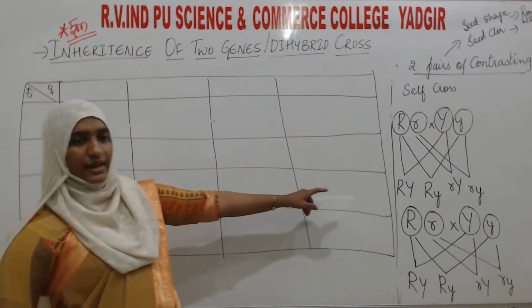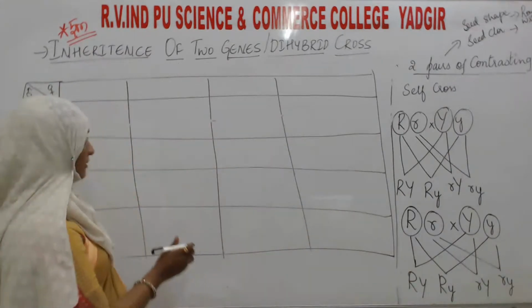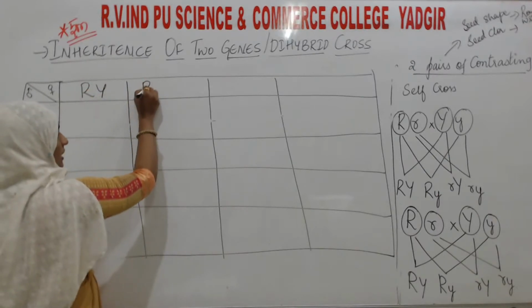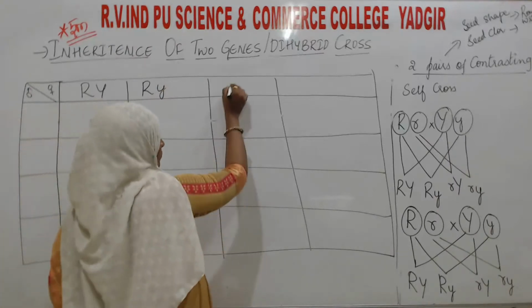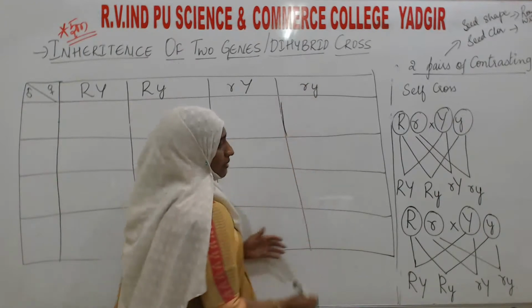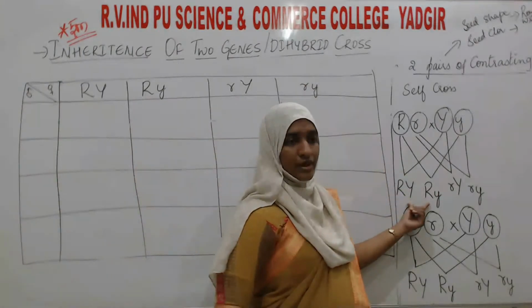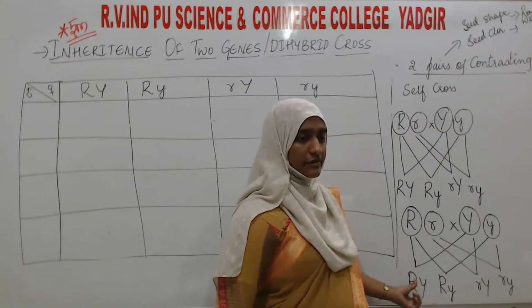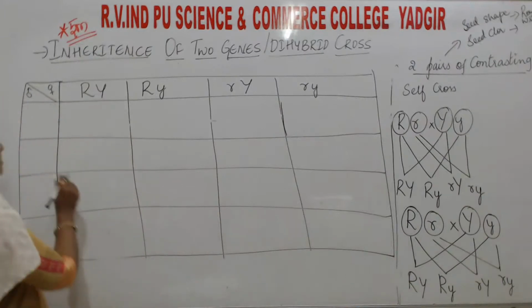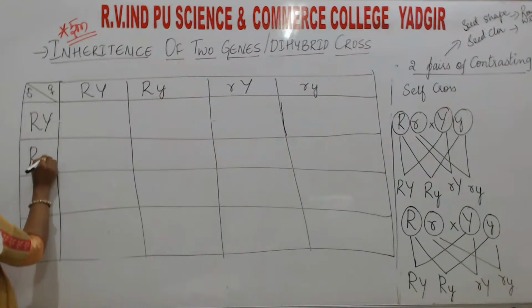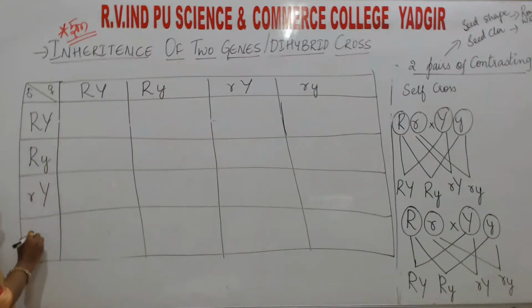So we have to take the gametes over here. They are capital R capital Y, capital R small y, small r capital Y, and small r small y. These are the gametes of one parent. Then we have to cross with another parent and their gametes: capital R capital Y, capital R small y, small r capital Y, then small r small y.